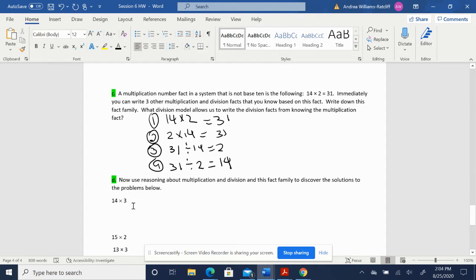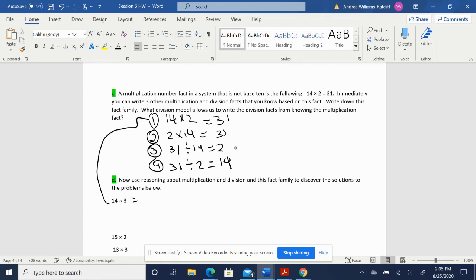So again, let's start trying to match these up. Okay, 14 times 3. Let's see, what does that look most like? If it were me, I would say it looks most like this. Okay, what does this mean, 14 times 2? It means 2 groups of 14 equals 31, right? Here we've got 3 groups. So what does that mean? I've got to increase my groups of 14.